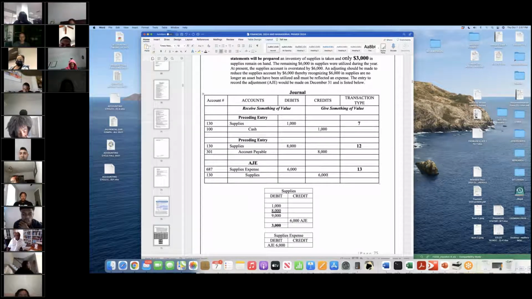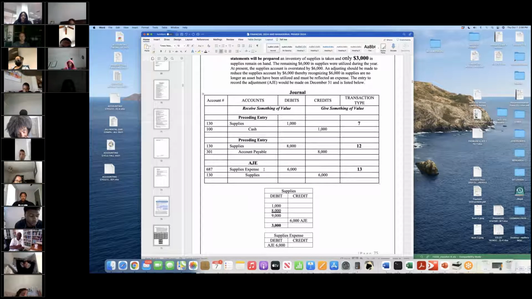Secondly, we had a preceding entry to buy the supplies that involved cash, and then another one that involves buying the supplies on account, which you eventually have to pay. But when we get to this adjusting entry, cash is never an account used in any adjusting entry.